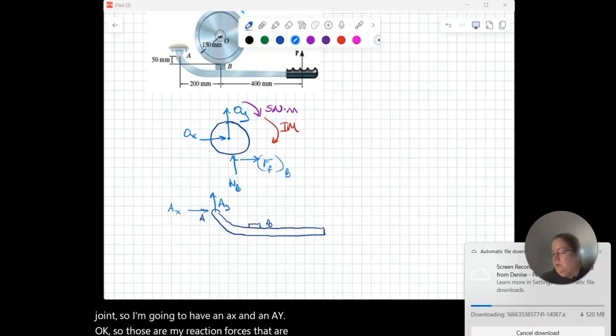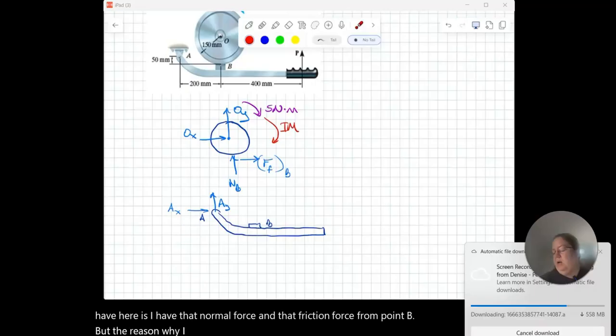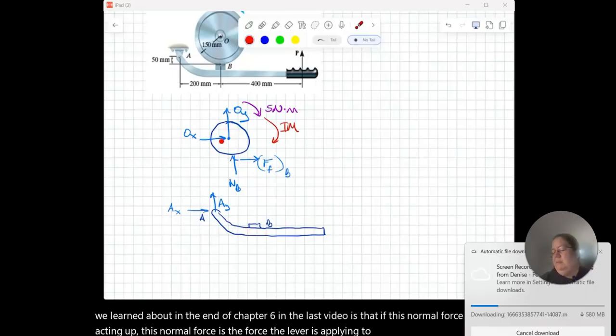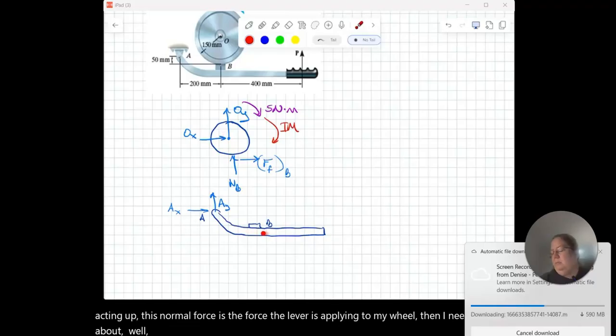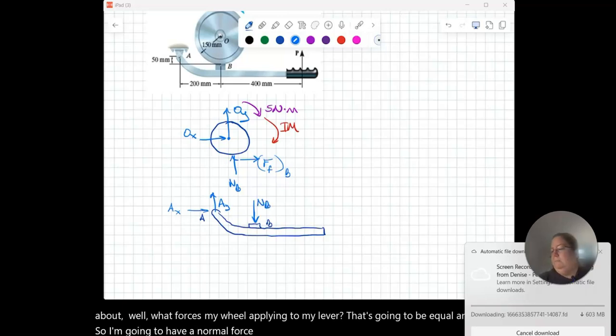Okay, so those are my reaction forces that are preventing motion. The other forces I have here are that normal force and that friction force from point B. The reason I wanted to draw both of these right away is to remember what we learned at the end of chapter 6 in the last video: if this normal force here is acting up, this normal force is the force the lever is applying to my wheel. Then I need to think about what force my wheel is applying to my lever. That's going to be equal and opposite. So I'm going to have a normal force at point B acting down.